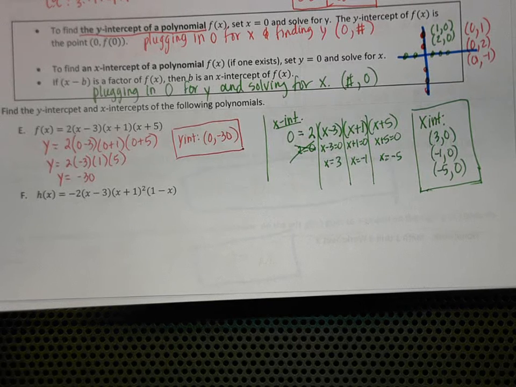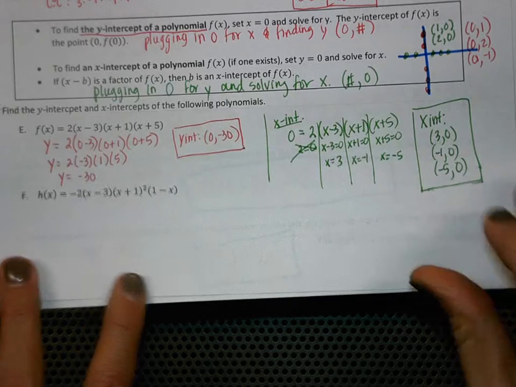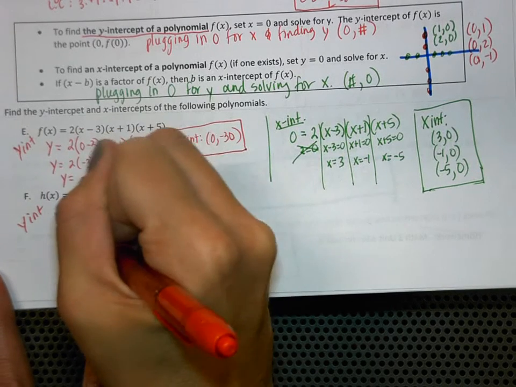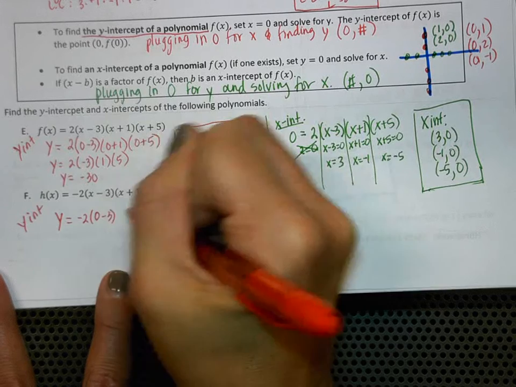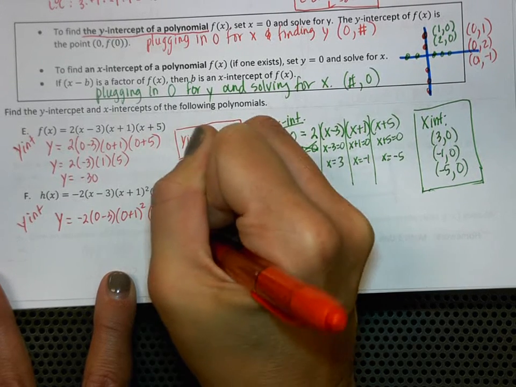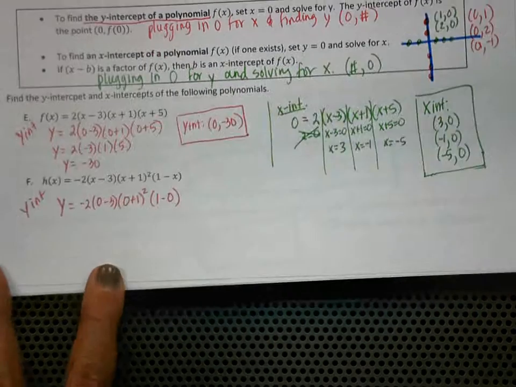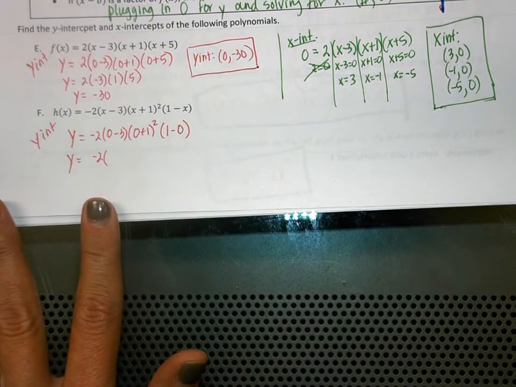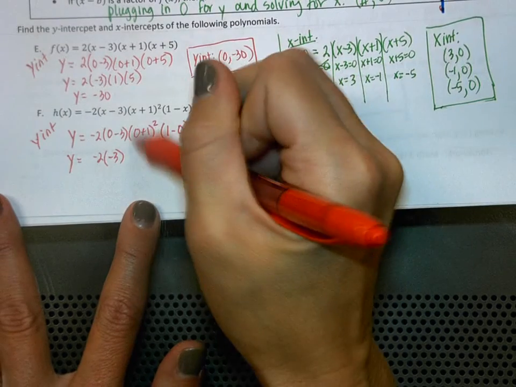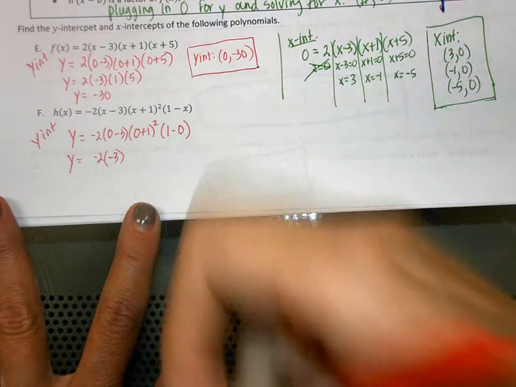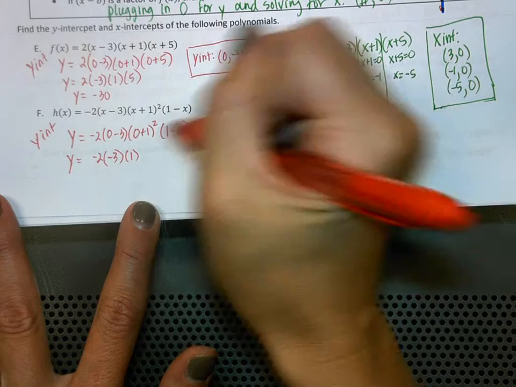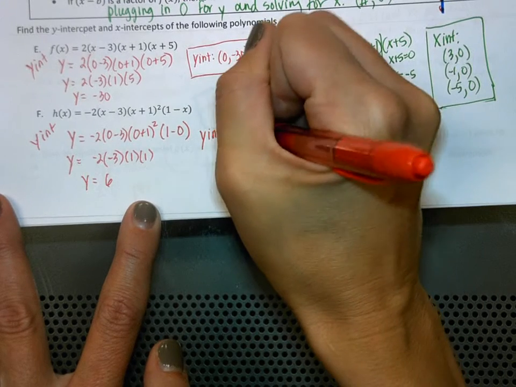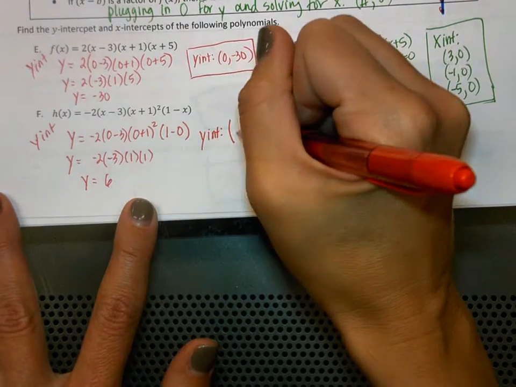All right. So we're going to do F as well. So in order to find my y-intercepts, what will I do? Plug 0 in for x. So we have y equals negative 2 times 0 minus 3 times 0 plus 1 squared times 1 minus 0. We get y equals negative 2 times 0 minus 3 is negative 3. I like to kind of take care of the squares in one step. So 0 plus 1 is 1, and 1 squared is 1. And then 1 minus 0 is 1. And we multiply all those together, and we get 6. So my y-intercept, as an ordered pair, we would write that as 0, 6.